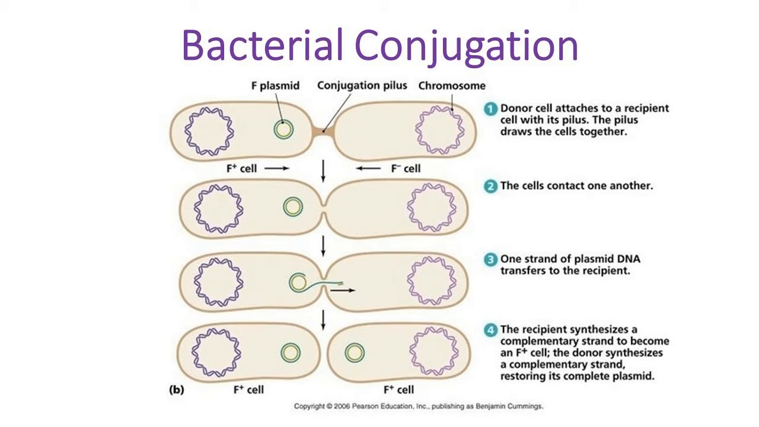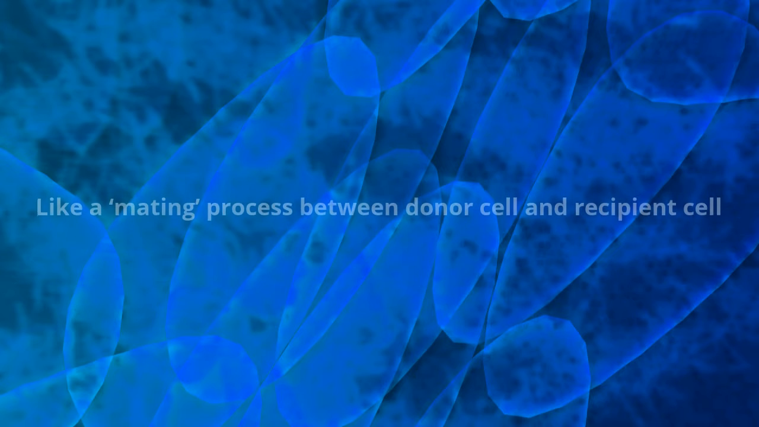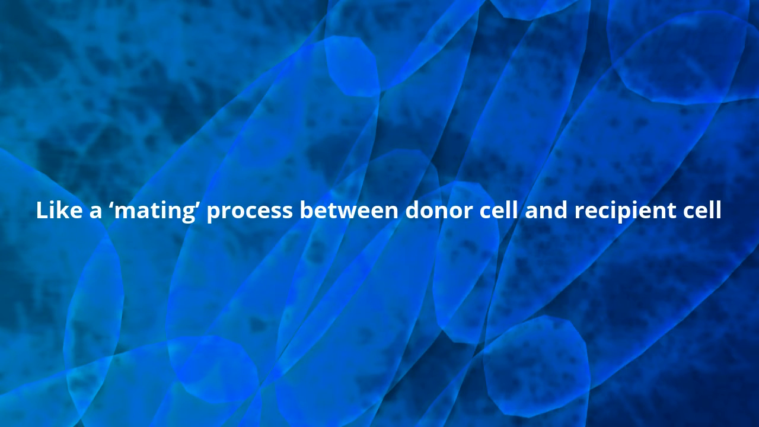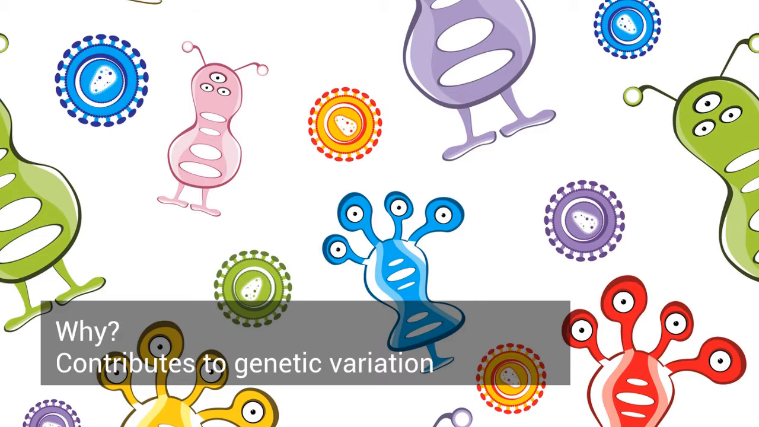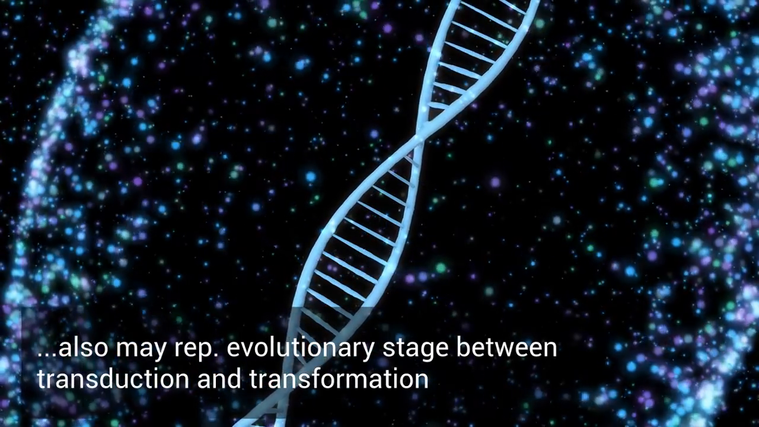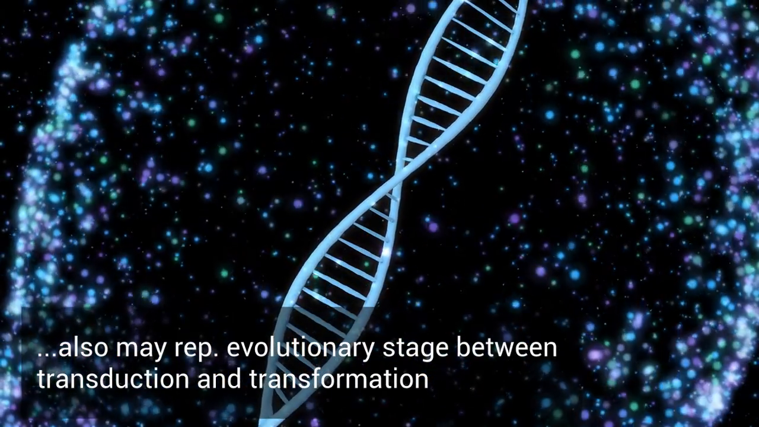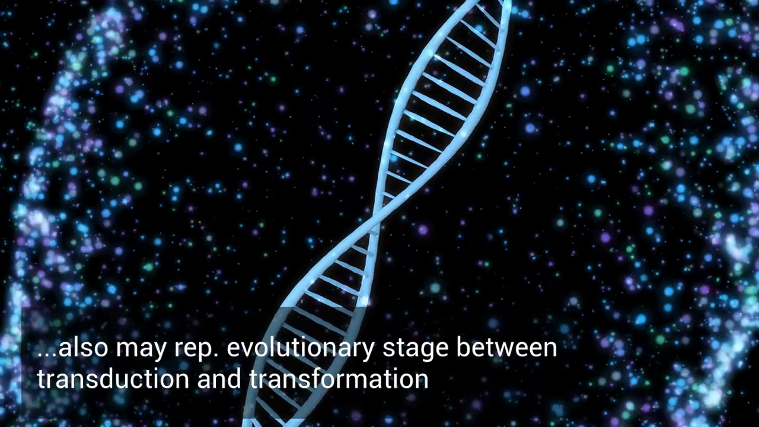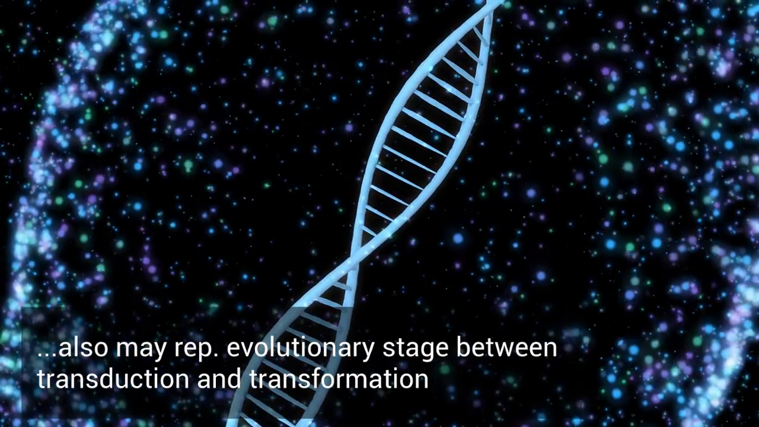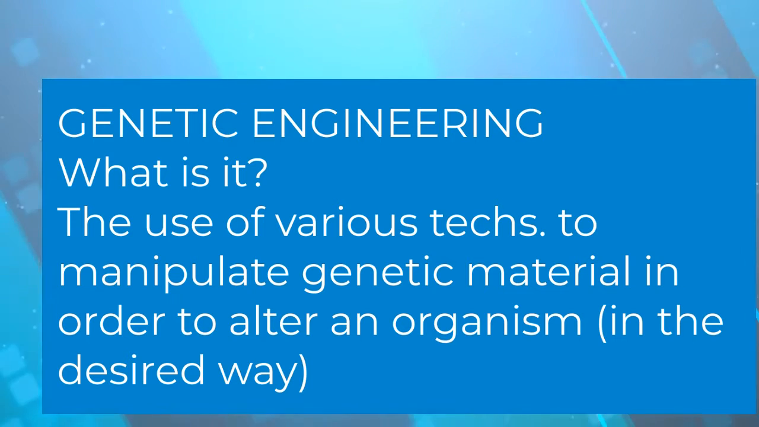I often say that it's bacterial sex, and that always gets everybody's attention, right? It's not really sexual, but it's almost like a little mating process, because you have a donor cell and a recipient cell. By no means is it the same as meiosis and all that, but anyhow, the reason conjugation happens is that it increases genetic variation. Are we seeing some patterns here? Yeah, of course. Also, when we think about the other methods of genetic exchange, conjugation might represent a little evolutionary step.